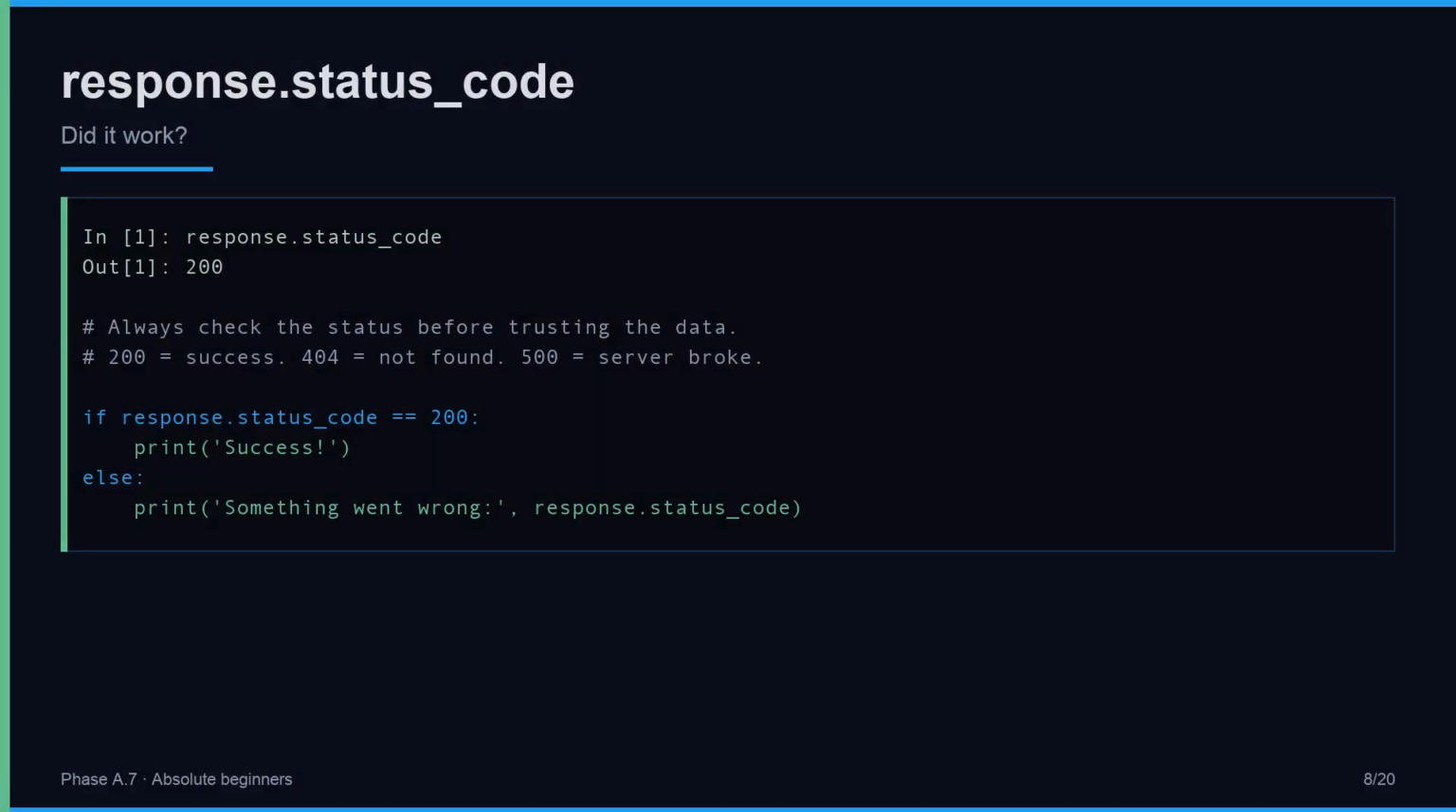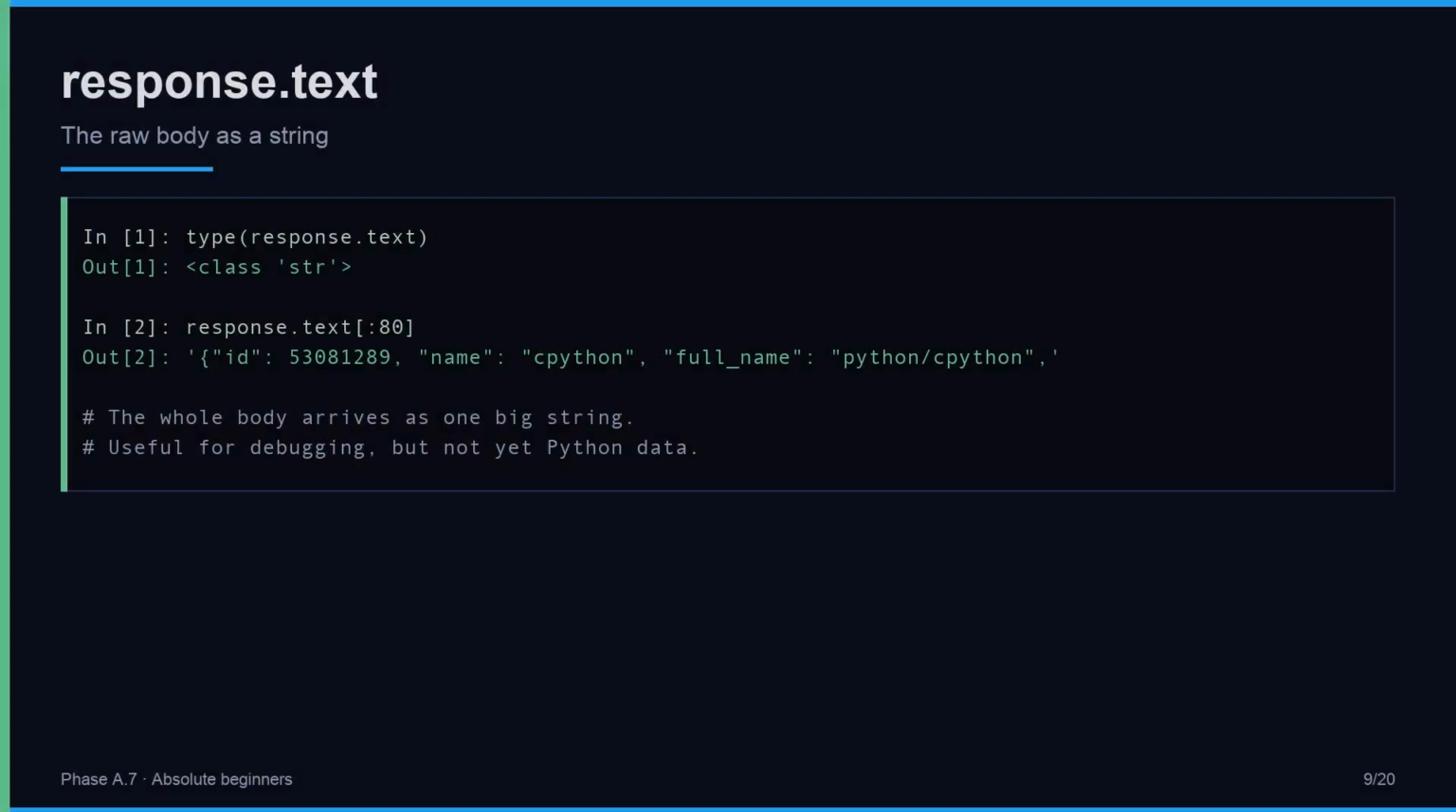The first thing to check on a response is the status code. response.status_code gives you the 3-digit number you learned about last lesson. 200 means success, the server understood your request and is sending data back. 404 means not found, you asked for something that does not exist. 500 means the server had an error on its side. Always check the status code before you trust the data. A simple if statement comparing to 200 is enough for most beginner scripts. If the status is not what you expected, print it and investigate before going further. Always check first.